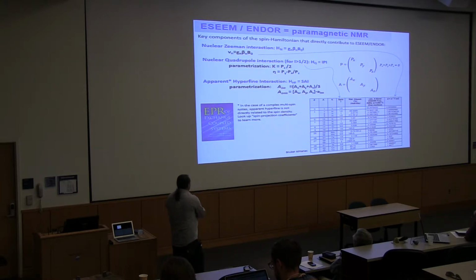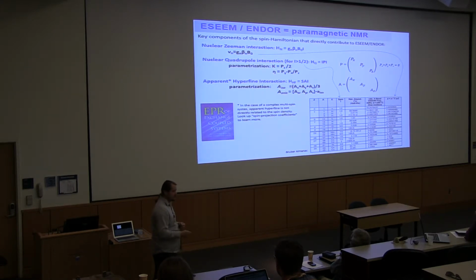I have to put "apparent hyperfine interactions" here with an asterisk, just a warning for you. If you have a system that has more than one unpaired electron interacting with each other, think of an iron-sulfur cluster, for example, then the hyperfine interactions you will be observing will not directly correlate to spin density. You have to think of spin-spin interactions first, and then derive something called spin projection coefficients, and then from there, extract the spin density populations.